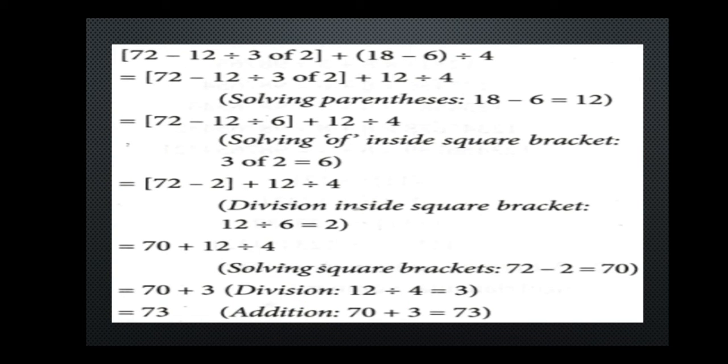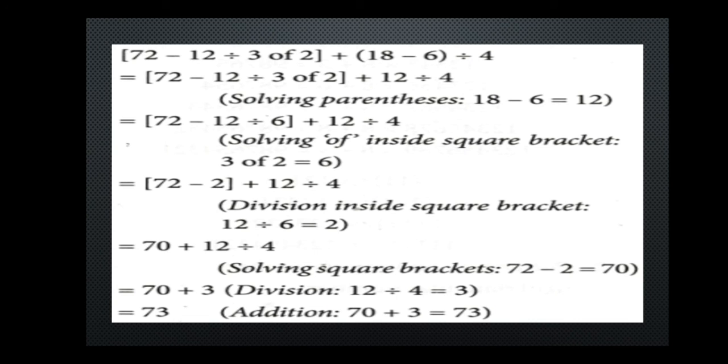Here is one question which includes all the brackets. So let's see. 72 minus 12 divided by 3 of 2 plus 18 minus 6 divided by 4. You can see a round bracket here. 18 minus 6 is written in the round bracket. So first we will solve the round bracket. 18 minus 6 is 12. Now after solving the round bracket, we have to solve the square bracket. In the square bracket, there are minus as well as division. So first we will divide. So 12 divided by 6 is 2. Now in the square bracket, 72 minus 2 is left. So 72 minus 2 is 70.